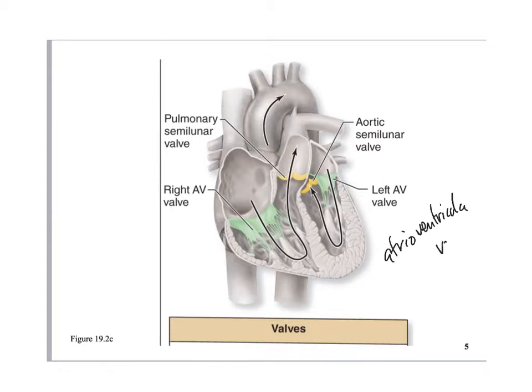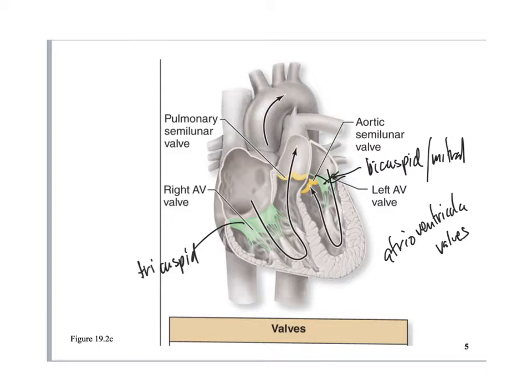Atrioventricular valves. We're going to go into valves in a little more detail later. You have one on the left, one on the right. You'll note the one on the left separates the left atrium from the left ventricle. That is called what? The one on the left is called the bicuspid, also the mitral valve. The one on the right is the tricuspid valve.